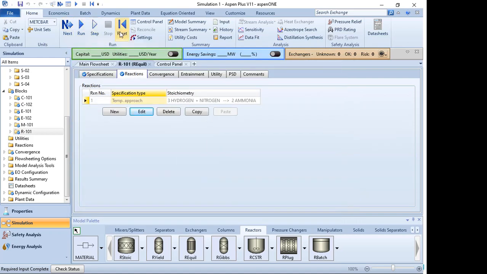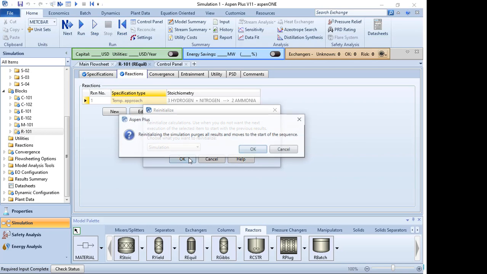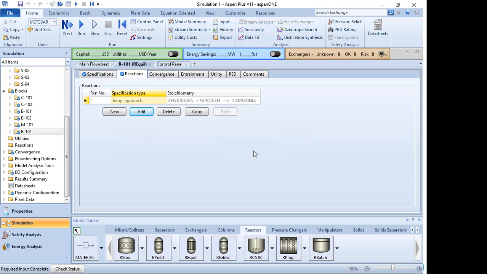Close. After you make a simulation, please don't forget to reset. You can reset the simulation so that if there is an error, Aspen Plus will wipe the memory and then start a new simulation.